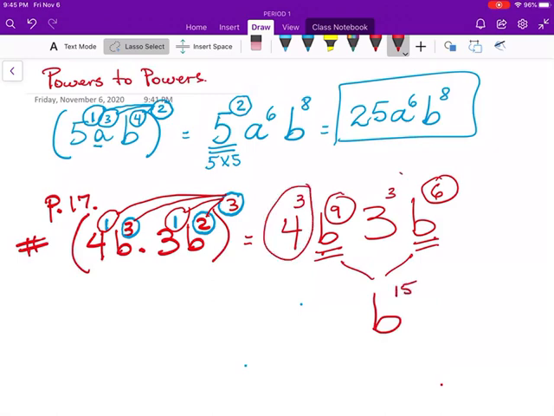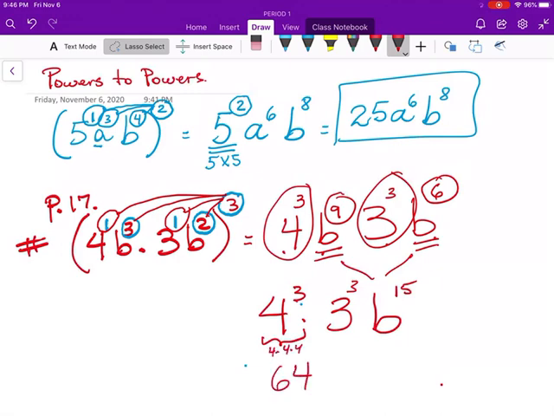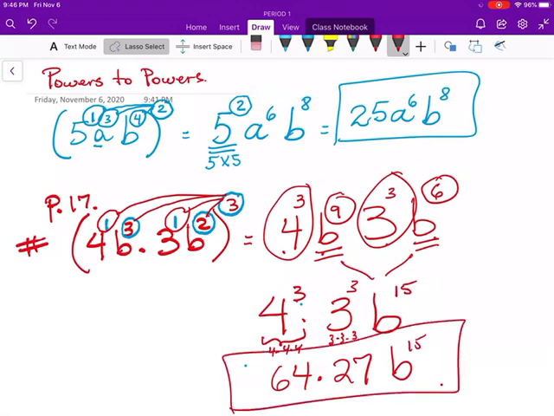Now, what are we going to do with this, guys? You can leave them like that because the rule says when you multiply same bases, and they're not the same bases. So I'm not going to do anything. I'm just going to leave it like that. Some of you might want to go ahead and do, okay, this is 4 times 4 times 4, which is 64. And this is 3 times 3 times 3, which is 27. If you want to go ahead and do that, you can, or even leave it like that. You don't need to multiply 64 times 27. Okay, so this is on page 17.